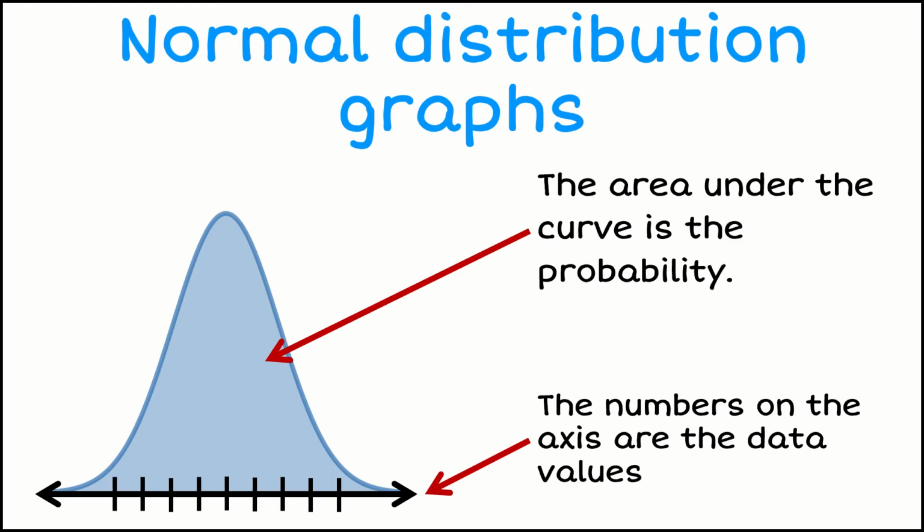So the first thing we need to know about normal distribution graphs is that the area underneath the curve is equivalent to the probability. So the area is a probability. Also, the numbers on the axis below are our data values. So if I'm talking about weights of cheese, those are the weights. If I was talking about the height of somebody, that's what the numbers represent. So the numbers are our data and the area is a probability.